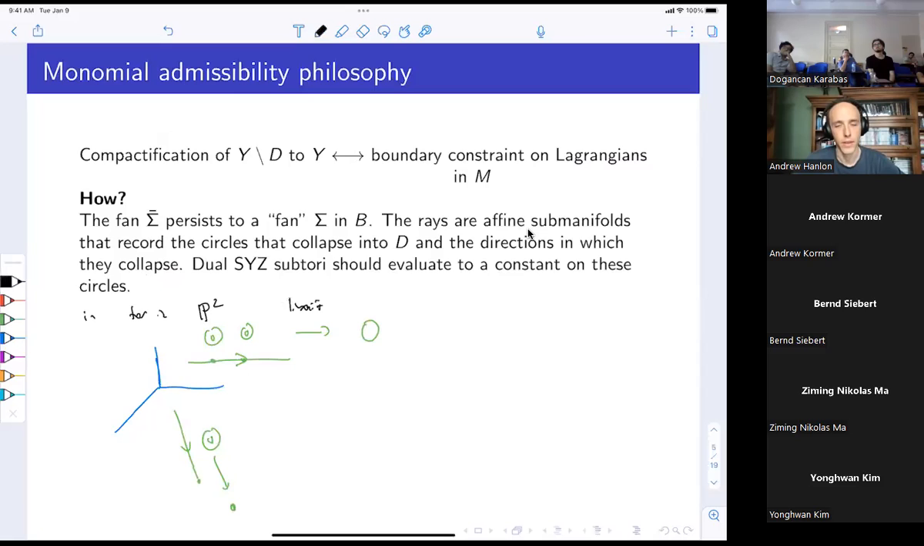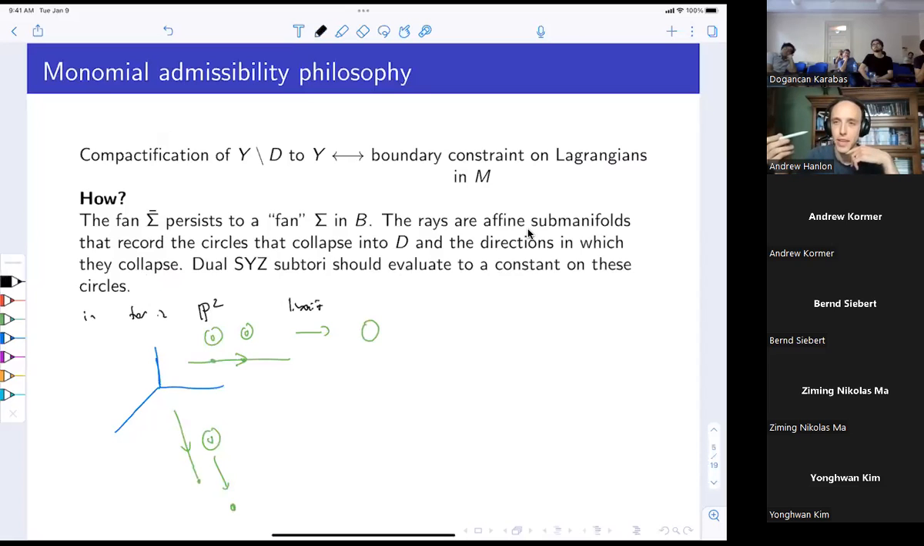I disagree. The fan lives in the dual lattice. It's not N. I mean, if your torus is N tensor C star, the fan lives in M tensor R. It's a dual lattice. I mean, there must be some kind of identification of dual things. Maybe you have a metric in the background or something. The fan and the polytope live in dual spaces. I think we agree on that.